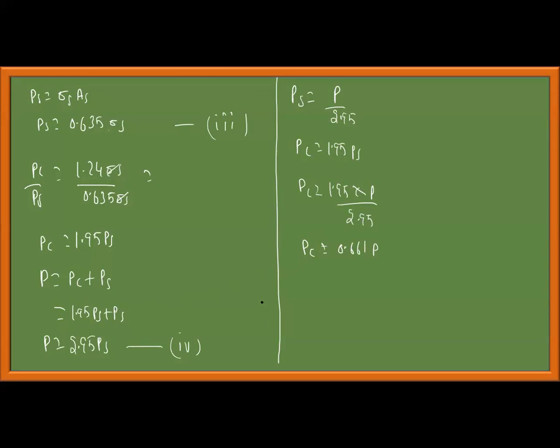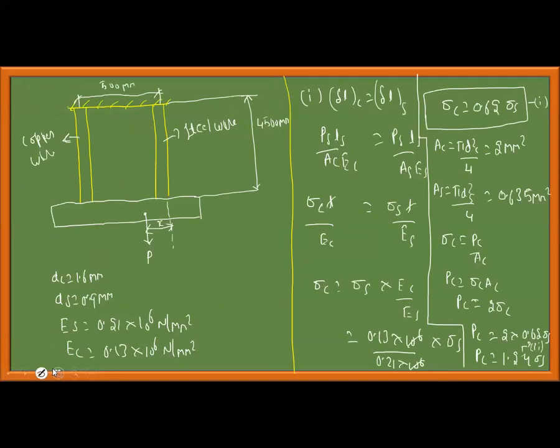Okay. Now, see, the structure is like this. I have applied a load here. Load P is applied here. When I apply a load P, there is a reaction force PC like this and PS like this. If I call this point O and take the moment like this, can I write summation of moment about O is equal to 0?